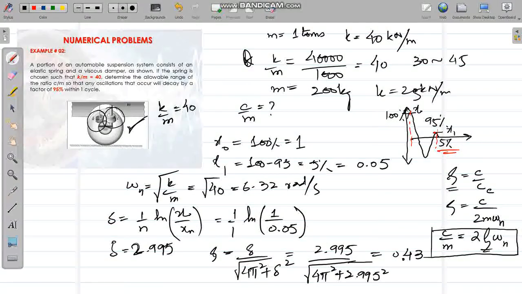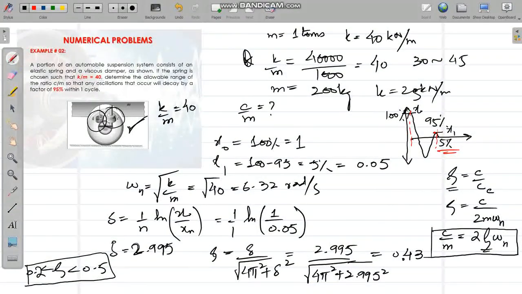This is a normal zeta value for the dampers of most cars, which roughly ranges from 0.2 to 0.5. This is for the Corolla, for the Honda. So this value comes out to be true, and most shock absorbers are underdamped systems. Now we know what the value of zeta is.